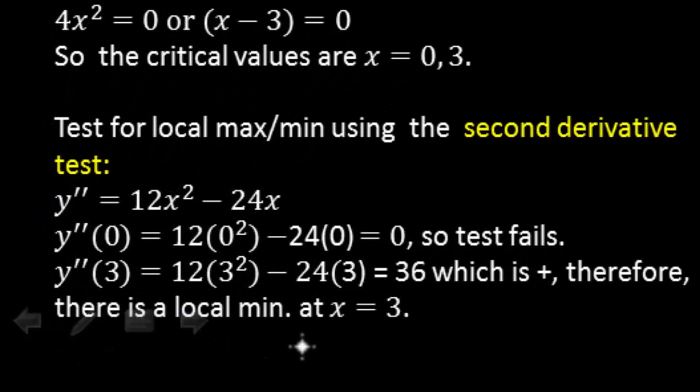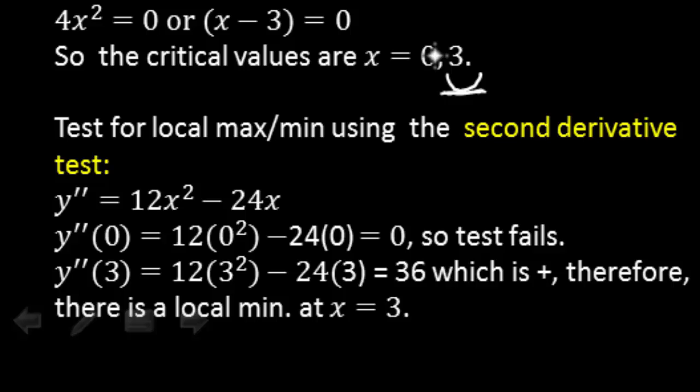Now let's test y double prime at 3. At y double prime at 3, that's 12 times 9 minus 24 times 3. You get 36, which is positive. Therefore, there is a local minimum at x equals 3 because you have a line tangent to the curve with a slope of 0, and then you have a positive second derivative, so you have a concave up, and that's why you have a local minimum occurring at x equals 3. But at 0, it's inconclusive.